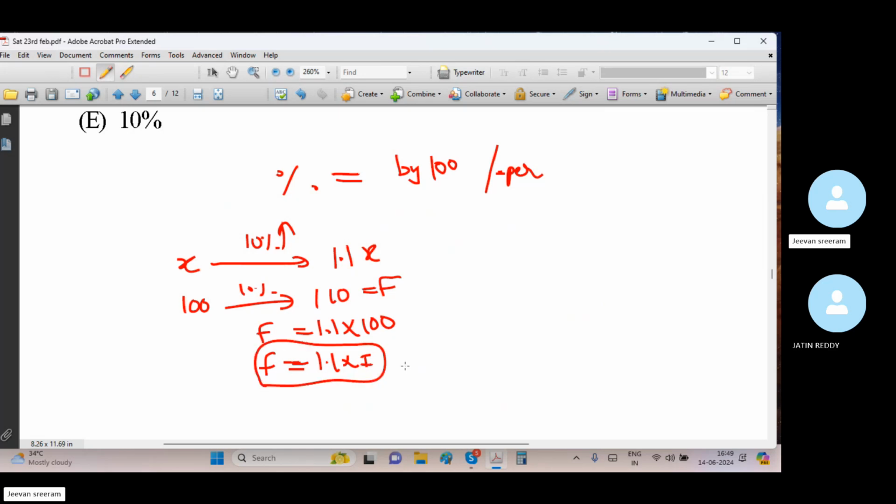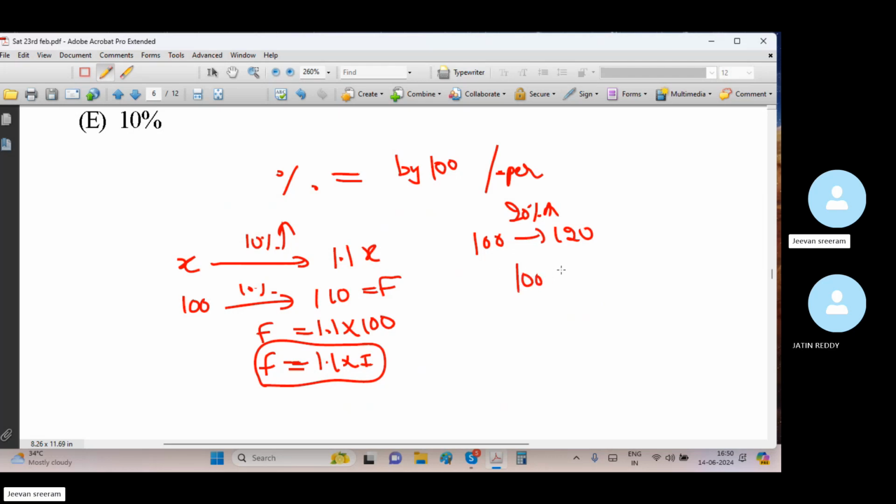Is it clear? Have you understood this? 10% increase means 100 plus 10, 110, which is 1.1 times the initial value. Similarly, 20% increase means 1.2 times the initial value. If the initial value is 100, the final value is going to be 120.